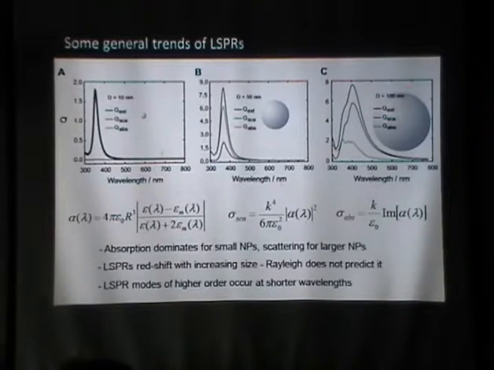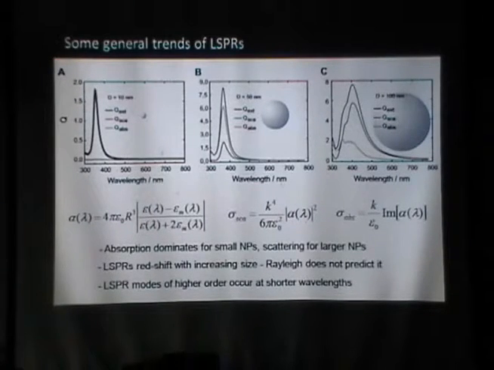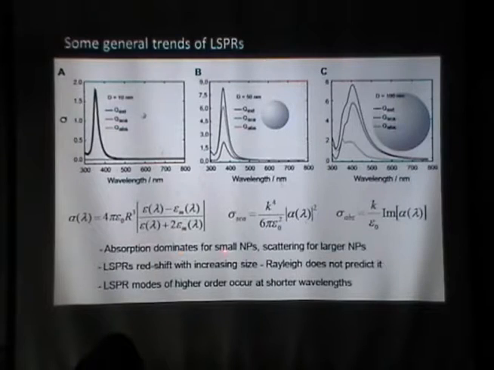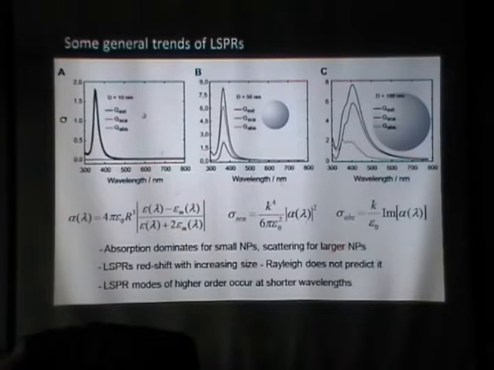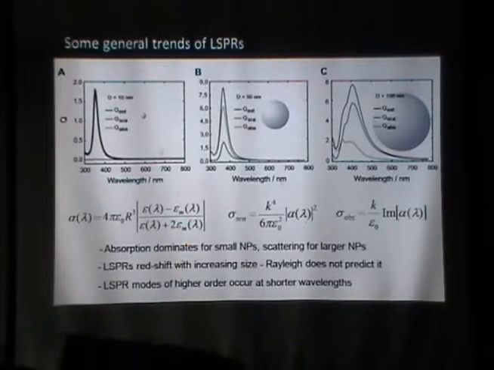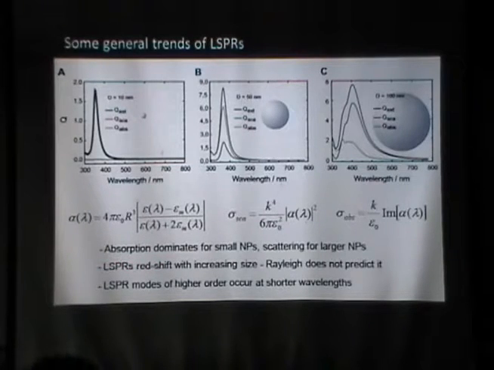And if we consider a very big sphere, like 100 nanometers, then we see, first, that we have multiple resonances. These are the higher order resonant modes, the quadrupole and octupole, so this sphere is big enough to accommodate high order resonant modes. And we also see that the scattering now becomes dominant. So the take-home message here is for small nanoparticles, the resonance is dominated by absorption of light. For larger nanoparticles, it's dominated by scattering. And the LSPRs redshift with increasing size. And we also can see that higher order modes appear at shorter wavelengths.